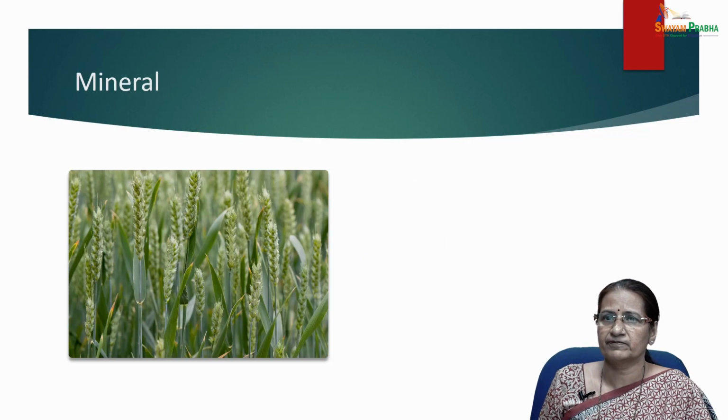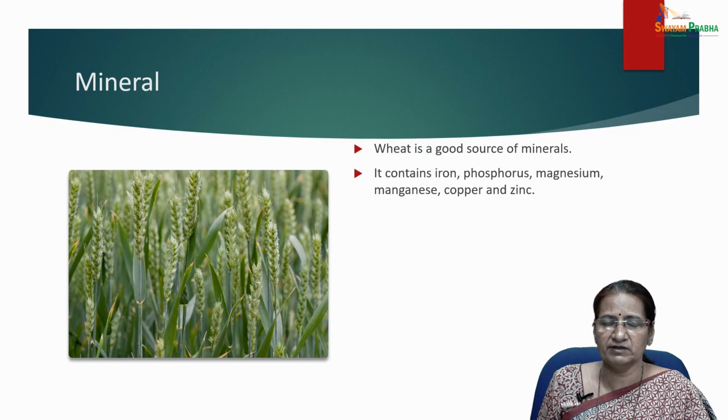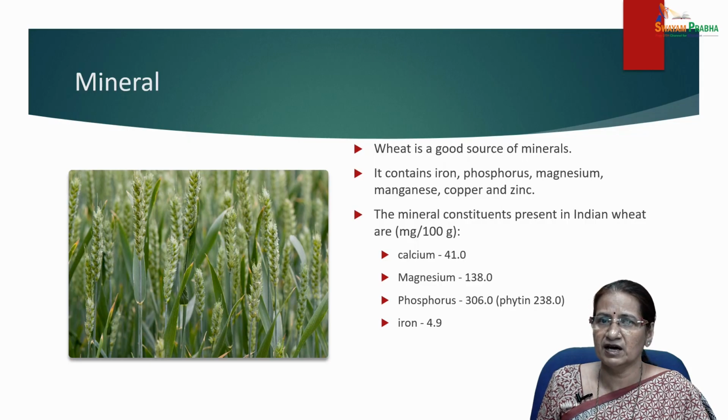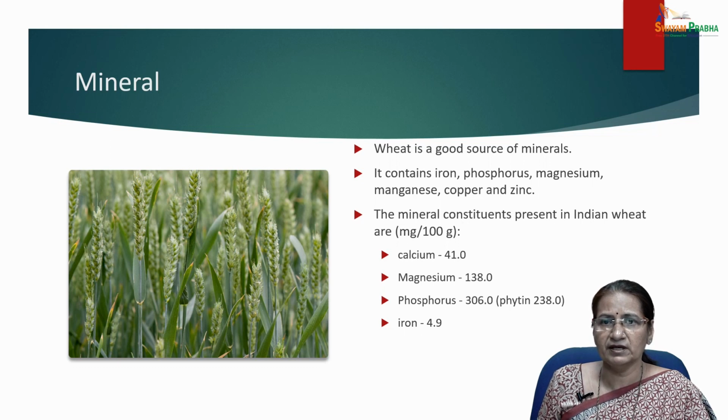Now minerals. Wheat is a good source of minerals. It contains iron, phosphorus, magnesium, manganese, copper and zinc. The mineral constituents present in Indian wheat, in milligrams per 100 grams, are calcium 41 milligrams, magnesium 138 milligrams, phosphorus 306 milligrams, in the form of phytin 238 milligrams, and iron 4.9 milligrams per 100 grams.